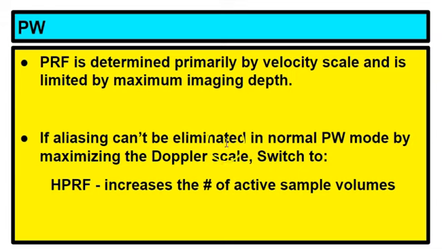And if aliasing can't be eliminated in normal pulse wave mode by maximizing the scale, then we have to go to HPRF, is what I just said.